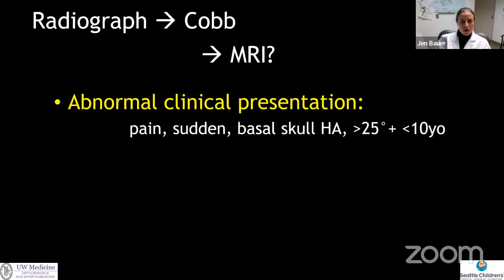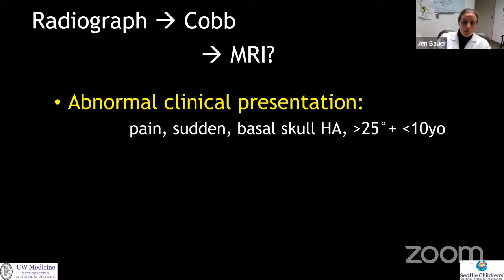Sometimes we just can't see it. Maybe the patient wears more modest clothing, but sometimes there's truly a brand new curve. That brand new curve might be that there is an osteomyelitis or a disc herniation that's causing the patient to move away from that.